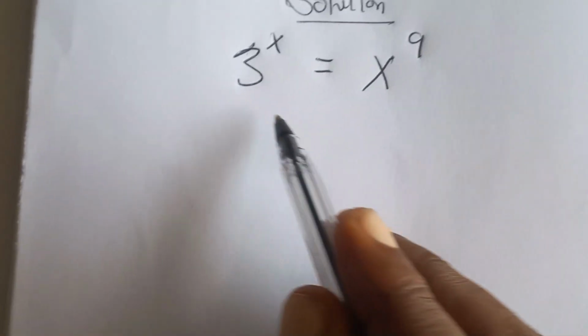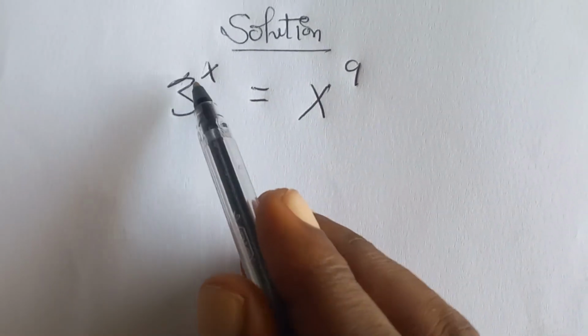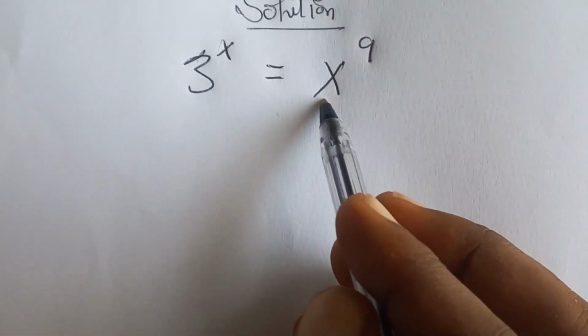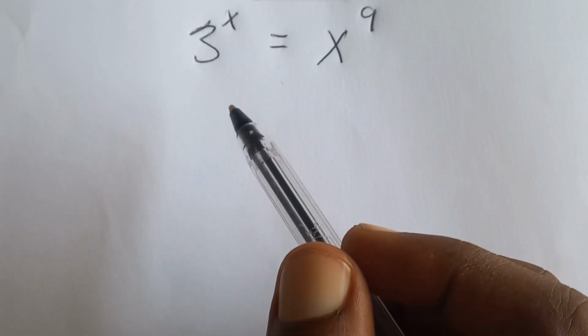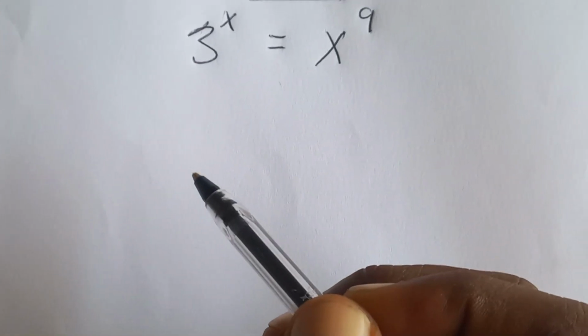So today we are looking at this expression: 3 exponent x is equal to x exponent 9. And we are looking for the value of x in this case.